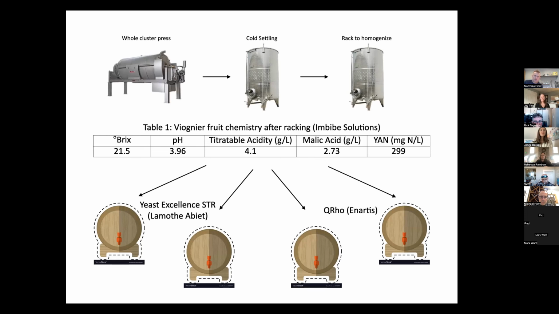You've got the process here. There's nothing very special. Press, cold settle, and then racked into barrels inoculated with different yeast. We've got two sets of barrels that are identical. I'm not sure exactly which one we're testing here, but we had two identical acacia barrels and two identical oak barrels. We might be testing the acacia barrels, but I'm not sure about that.